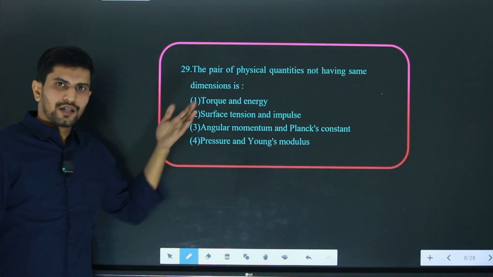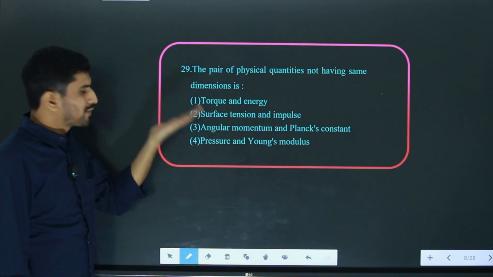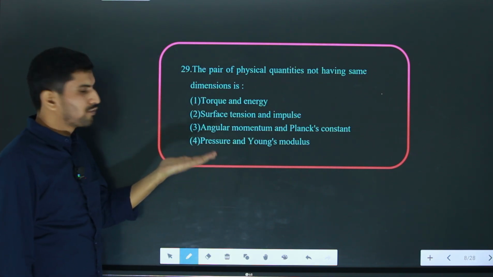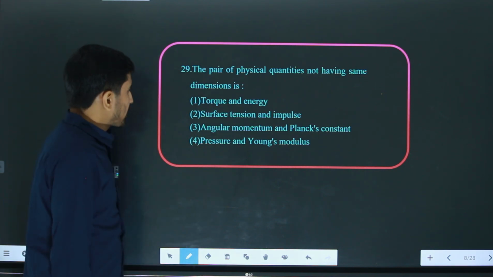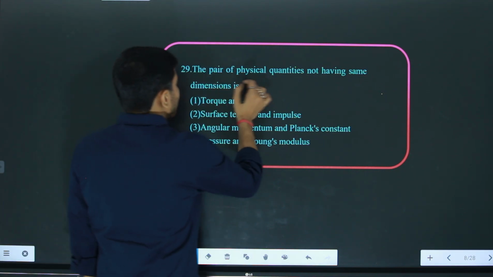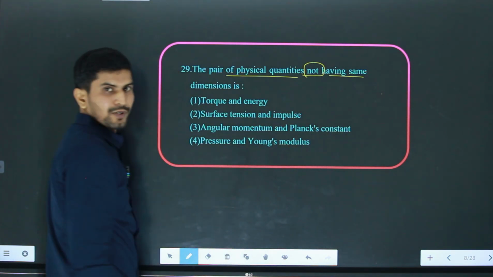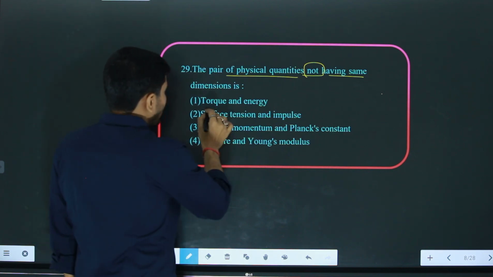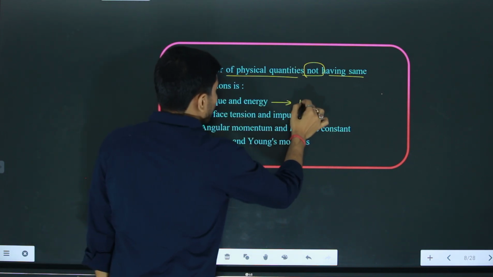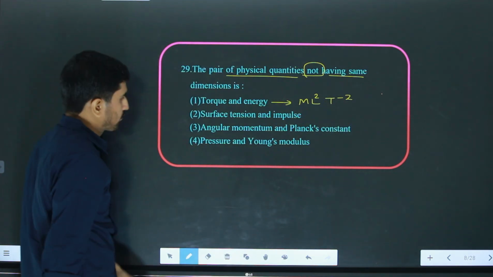Dimension question. In every exam, a dimension type of question used to come, but in JEE this time this kind of question also appeared very easy. I hope everybody got this question correct. The question is, which pair of physical quantities have different dimension? In option 1, torque and energy both have the same dimension, and their dimension is ml square t minus 2. Clear?